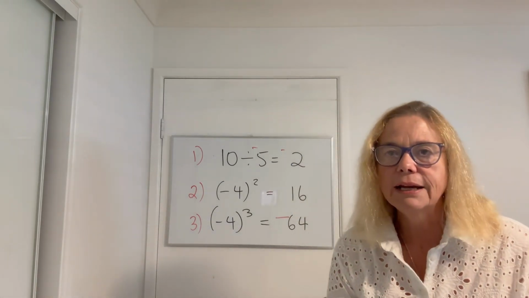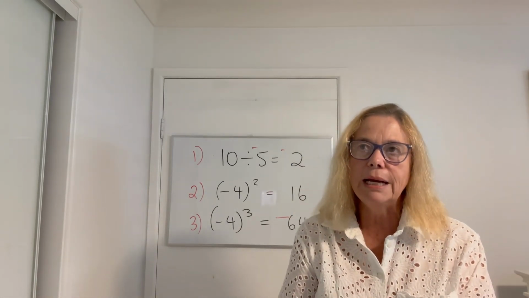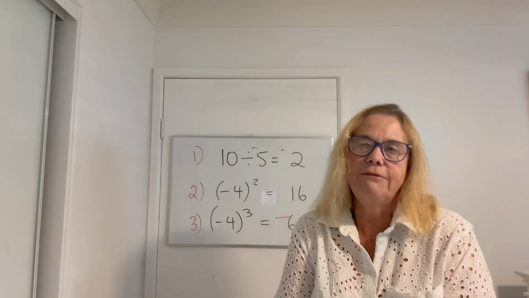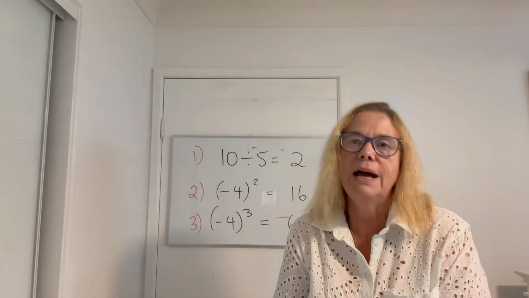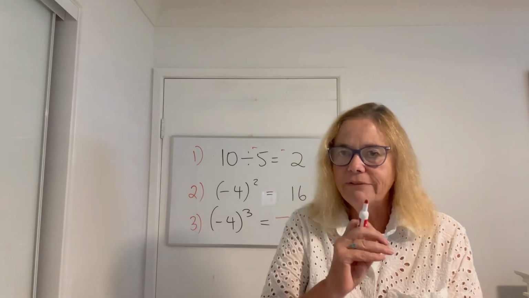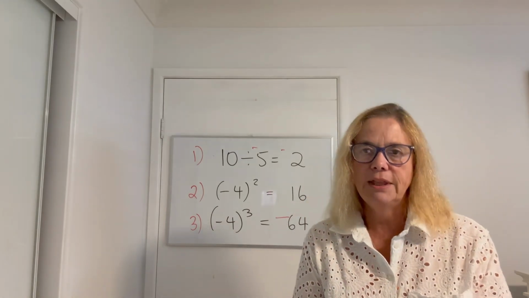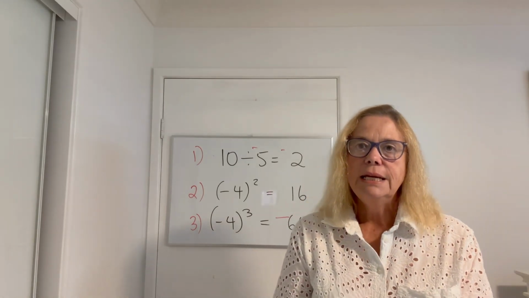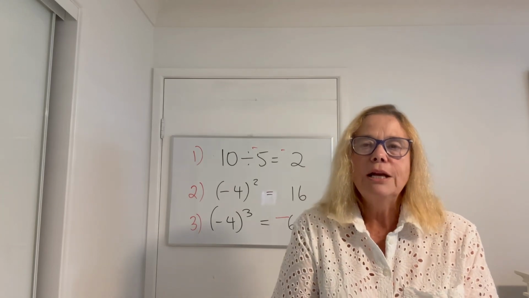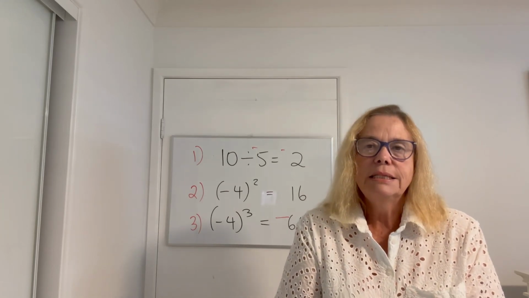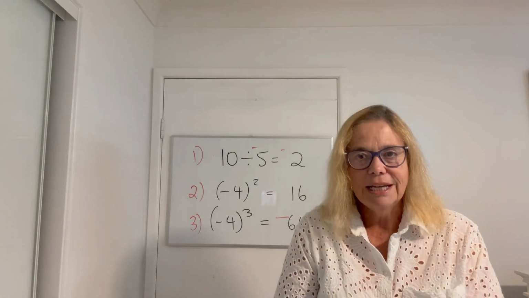So when you're squaring a negative, the answer is positive. When you're cubing a negative, the answer is negative. And if it's to the power of 5, because that's an odd number, and you're raising a negative number to the power of 5, then the answer is negative. Next up is something that we call ambiguous. The answer is not entirely clear, so stay tuned.